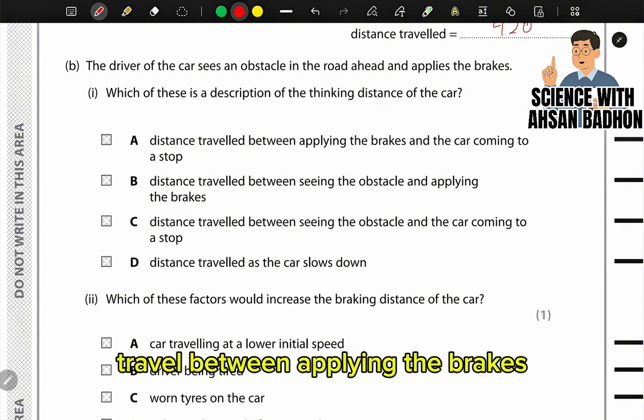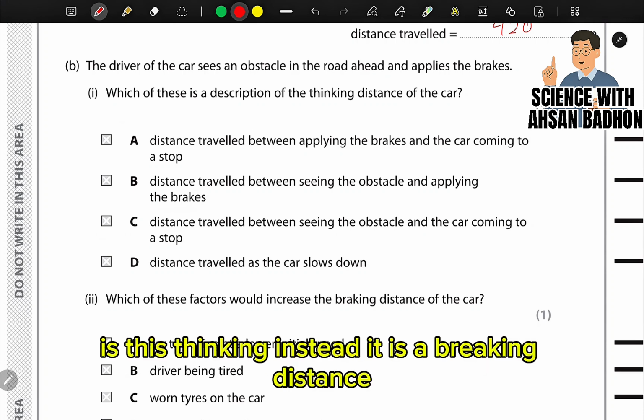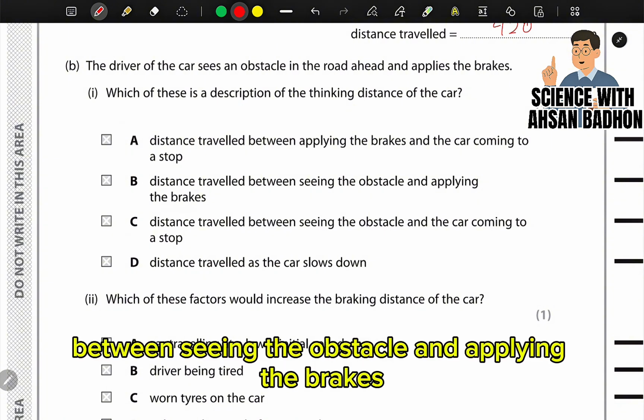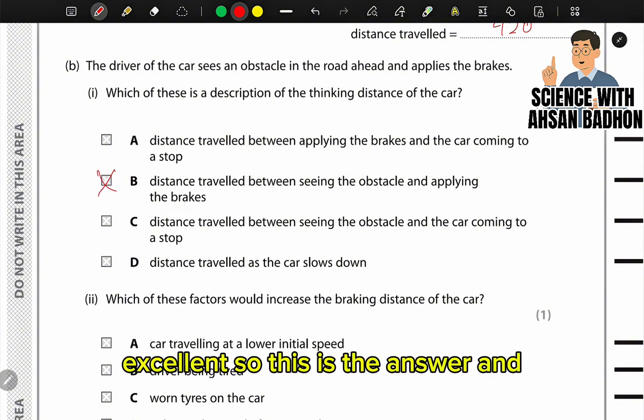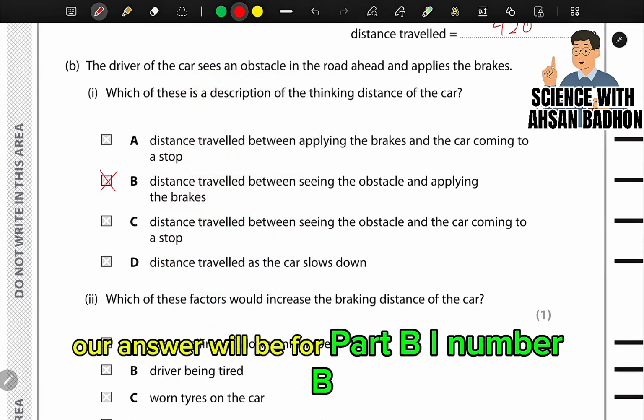Distance traveled between applying the brakes and the car coming to a stop. Is this thinking distance? Instead, it is the braking distance, so it will not be the answer. Distance traveled between seeing the obstacle and applying the brakes. Excellent. So this is the answer, and our answer for part B1 will be option B.